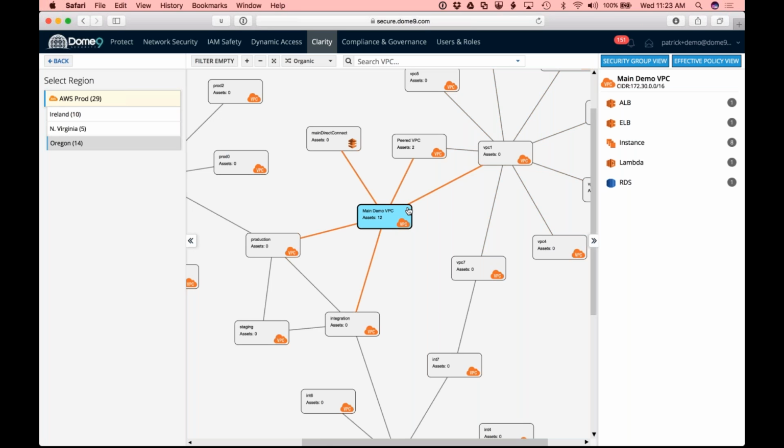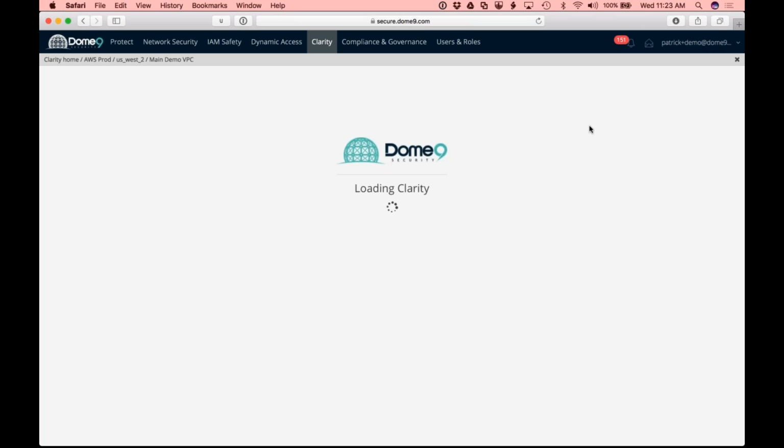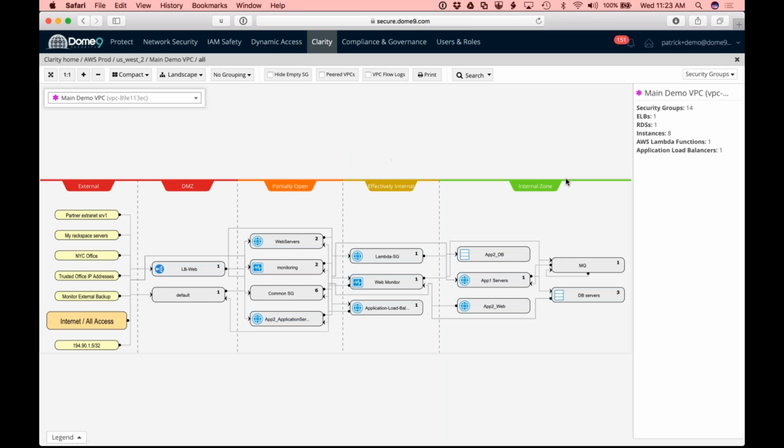On the way in, we have some high-level stats around what to expect within this network, but we'll choose a specific view here, in this case, security group view. And the second view that Clarity is going to provide for us is this automatic ranking of our security groups in one of the swim lanes that are color-coded across the top. We see we have DMZ, partially open, effectively internal, and the internal zone. And this is applicable for every platform. We'll take a look at a Google Cloud Platform illustration within Clarity in just a moment.